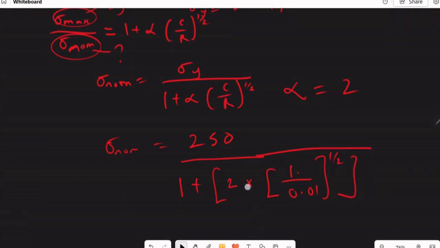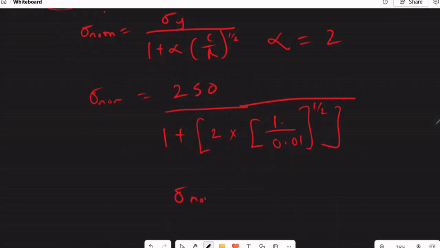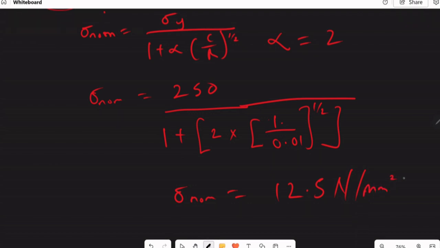Now what you have, what? Our nominal yield strength is now equal to 12.5 Newton per millimeter squared. So this is straightforward. Everything in chapter 4 is straightforward.